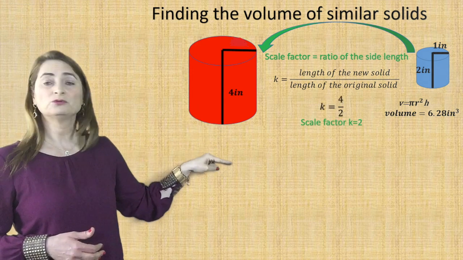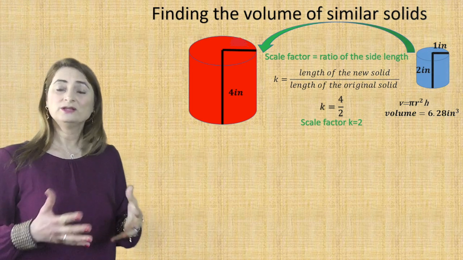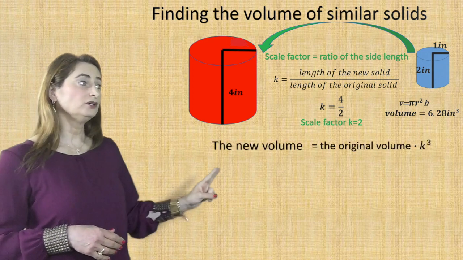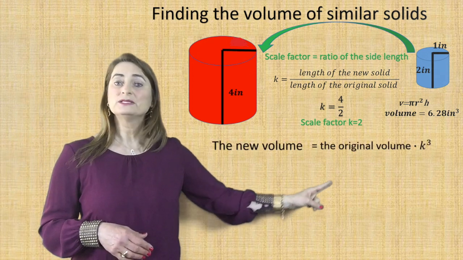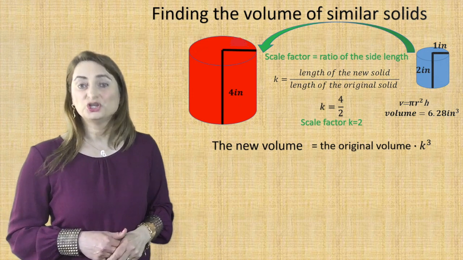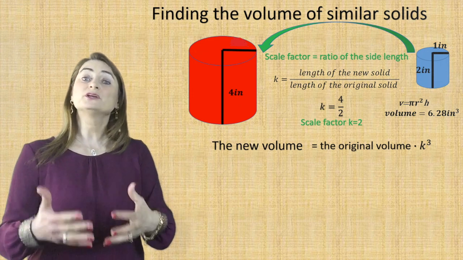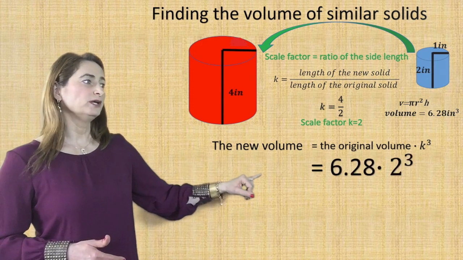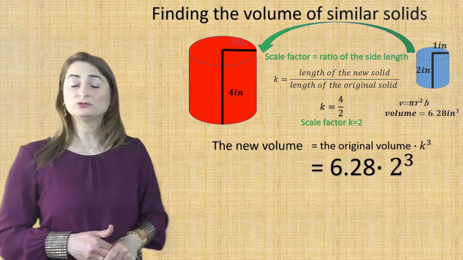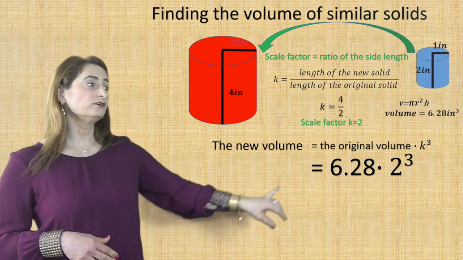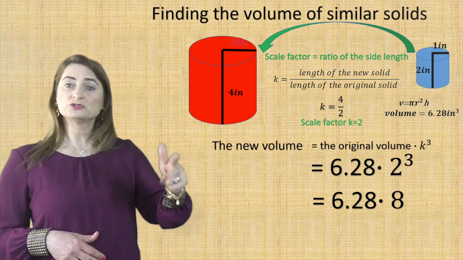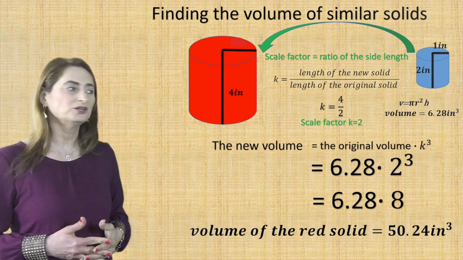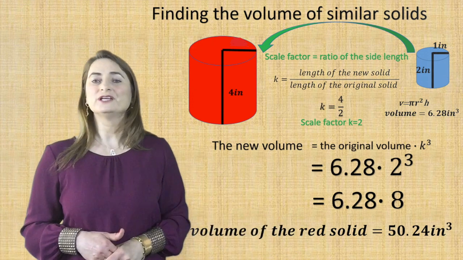4 divided by 2 equals 2. So I know it doubled, right? So the scale factor equals 2. So the new volume equals the original volume times the scale factor cubed, because that's how many times bigger the new volume will be. So the original volume is 6.28 multiplied by the scale factor, which is 2, but you need to cube it. First of all, cube 2, which means 2 times 2 times 2, which is 8. Then multiply it by 6.28, and that gives you the new volume, which is 50.24 inches cubed.